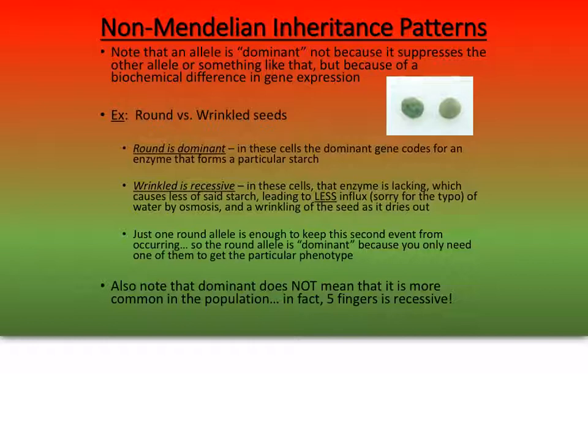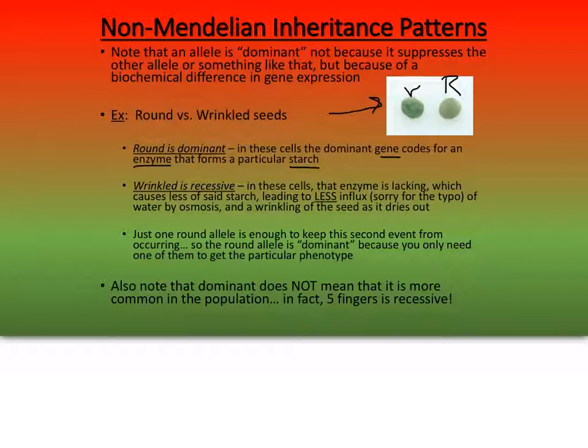So what do I mean? Let's look at peas. Okay, peas can come in round or wrinkled, as Mendel studied them. Round is the dominant condition, wrinkled is the recessive condition. Now again, this doesn't mean that round alleles knock out the recessive ones or anything like that. Here's what this means. Round is dominant, and in those cells, a dominant gene codes for an enzyme. How about that? It's all about enzymes, right? That forms a particular type of starch.